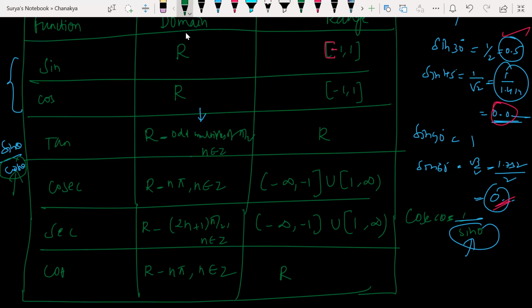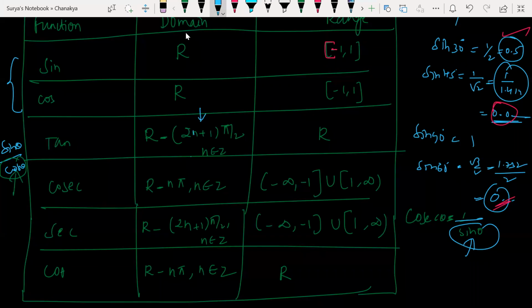Except odd multiples of pi by 2, not 0. So odd multiples of pi by 2 means what? Odd multiples, I'm saying odd multiples. Try to understand the language. (2n plus 1) into pi by 2 is odd multiples of pi by 2.